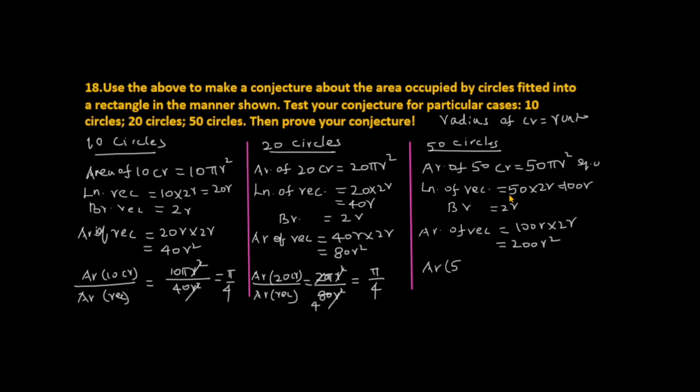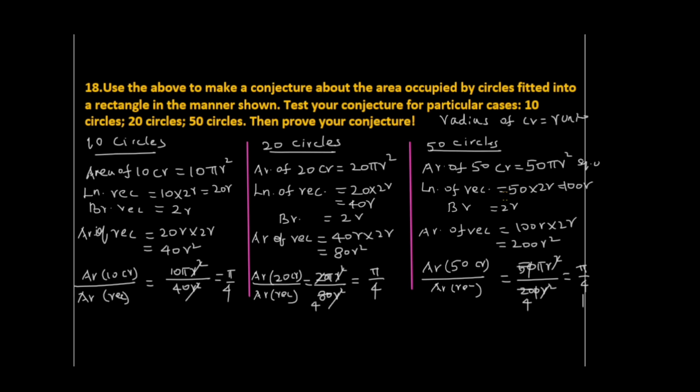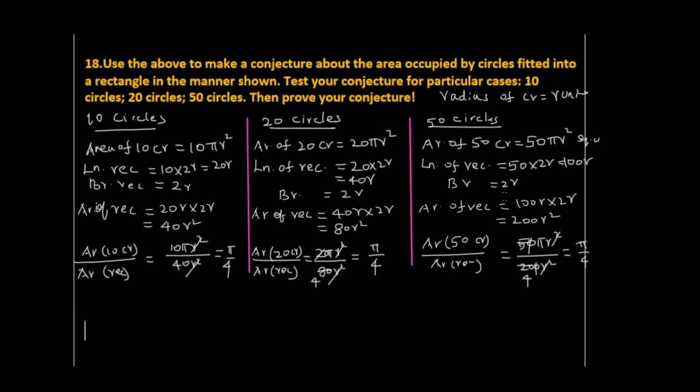Area of 50 circles divided by area of rectangle is equal to 50 pi r squared divided by 200 r squared. r squared cancel. We can cancel 0. This will divide 4 times. So pi by 4. For all the cases, we are getting pi by 4 as the fractional part, shaded part. So however many circles are increased, that much length also increased in the rectangle. So occupied area is same.